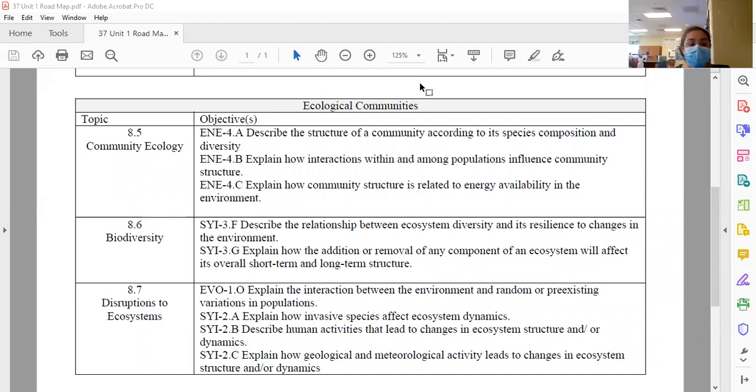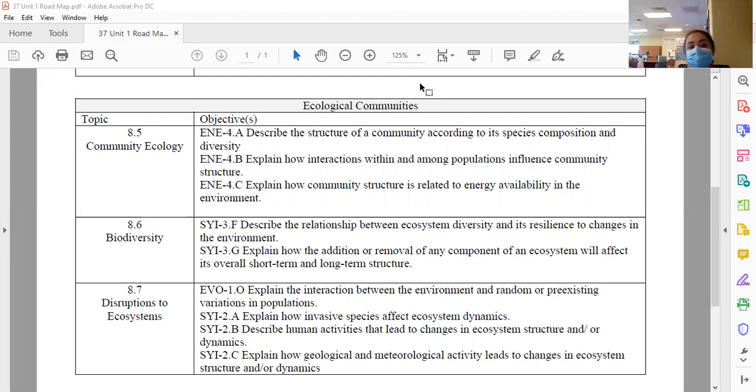Now, our focus is broken up into three main sections. So section 8.5 is community ecology. We're going to be looking at the structure of community ecology and how it relates to species composition and diversity. So in other words, we're going to look at how we define what an ecological community is, and how we can then further expand that and look at how that relates to diversity.